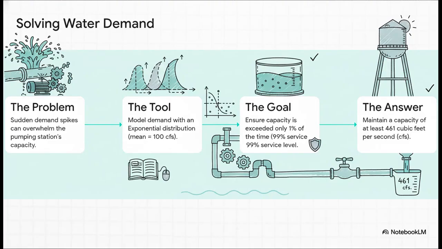Okay, check out this real-world problem. You've got a water pumping station, and in the afternoons, the demand for water can just randomly spike. A big enough spike could completely overwhelm the system. So the engineers have a goal. They need to set a capacity that's high enough to handle demand 99% of the time. How do they figure that out? Well, they model that afternoon demand using the exponential distribution, and that lets them calculate the exact answer they need.